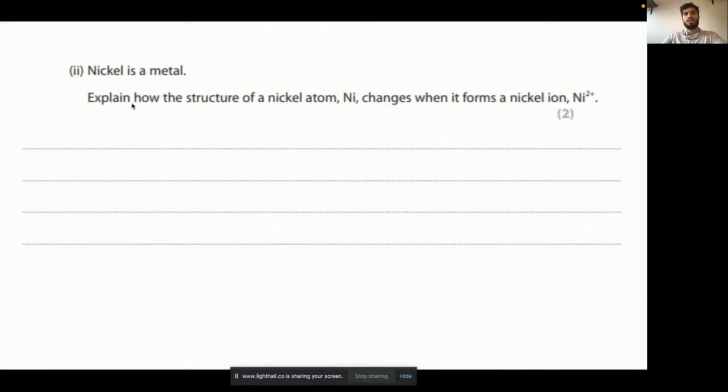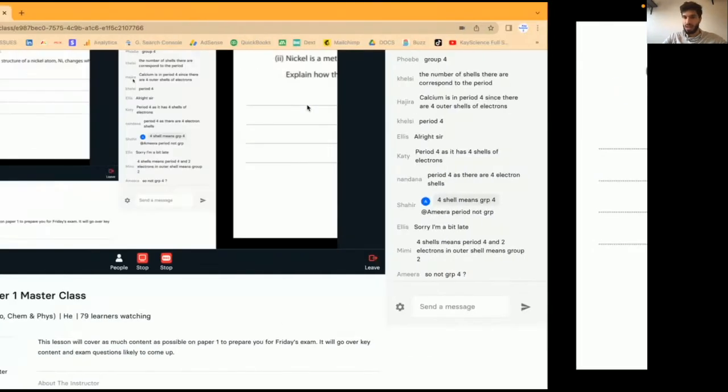Nickel is a metal. Explain how the structure of a nickel atom changes when it forms a nickel ion. This one, I want you to just think about how we approach this. A nickel atom. Don't jump the gun yet. Don't answer it, please. What is the charge of any atom? Doesn't matter whether it's nickel, iron, calcium, cobalt, oxygen. What is the charge of any atom?